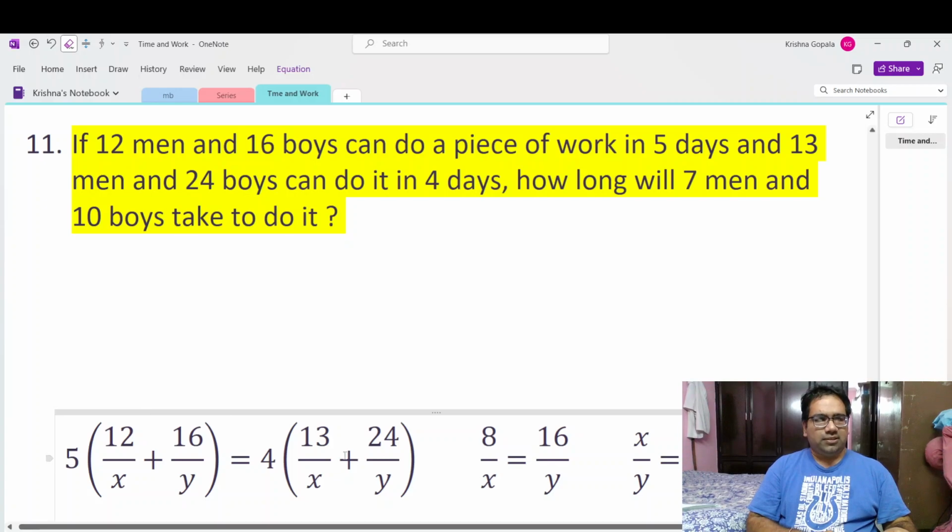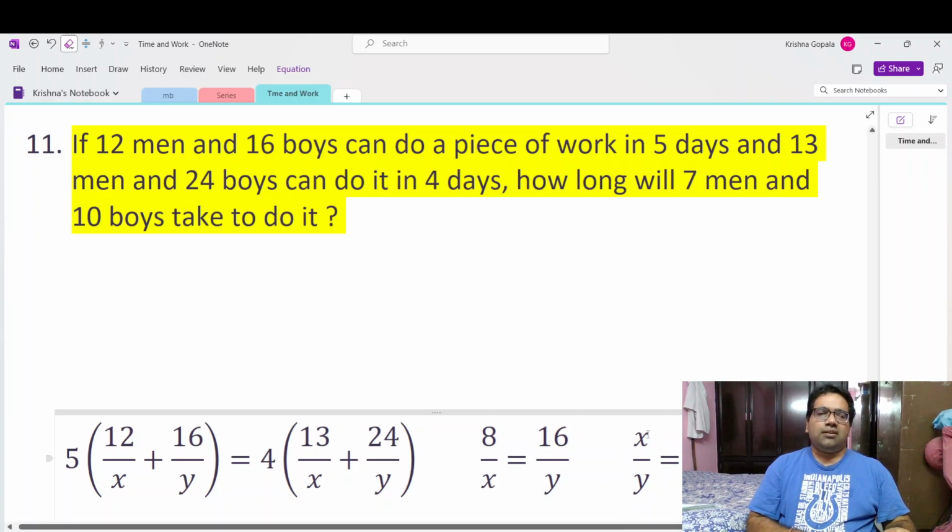So we just subtract, 60 minus 52 is 8 by x. Similarly, 4 24s are 96. 5 16s are 80. 96 minus 80 is 16 by y. So x by y is equal to 1 by 2. What is x and what is y? X is the number of days a man can do this work. Y is the number of days a boy can do this work. We know the ratio now. X by y is equal to 1:2.